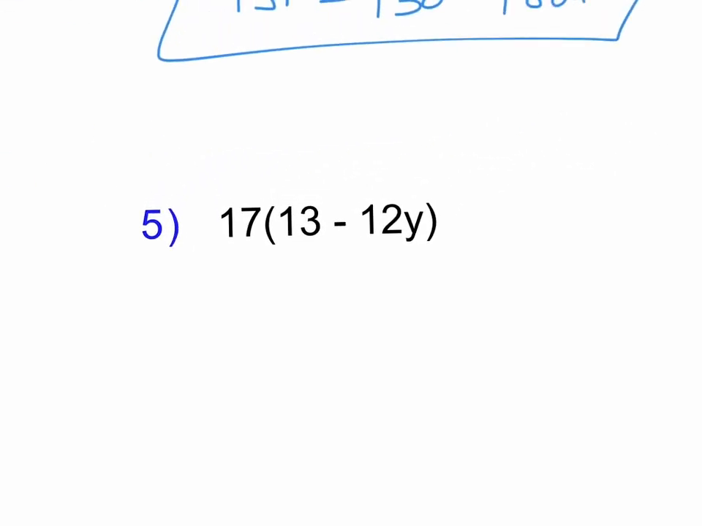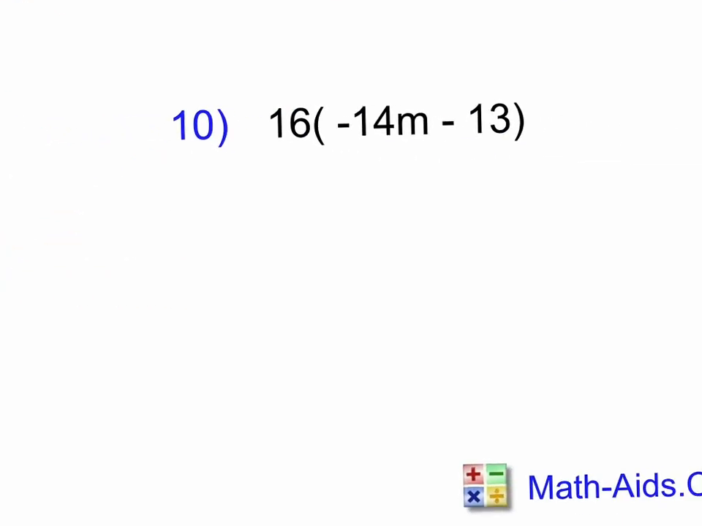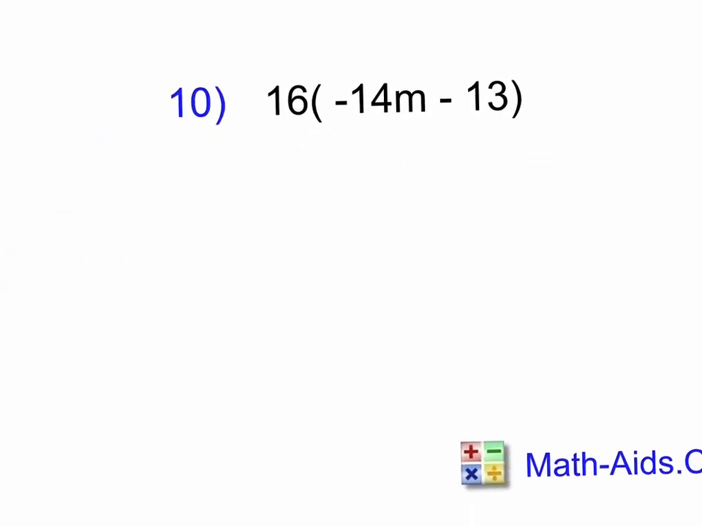Okay, moving on, number 5. So then we just have that 17 times that 13, and then that 17 times that negative 12. 17 positive times positive gives you a positive. 17 times 13 gets you 221. Then I have 17 times a negative 12y. Negative times positive is a negative, and then 12 times 17 is 204y.